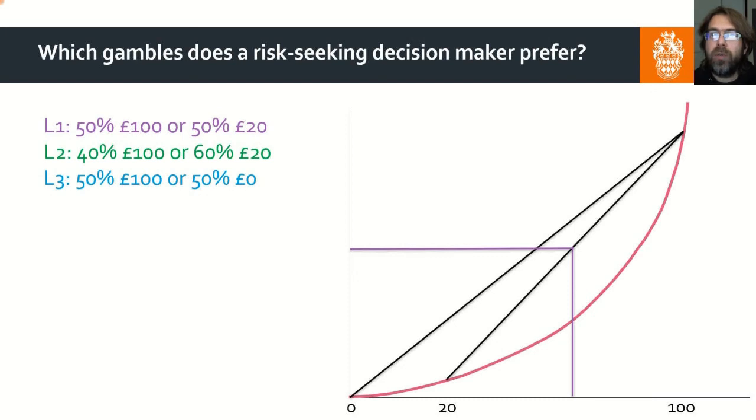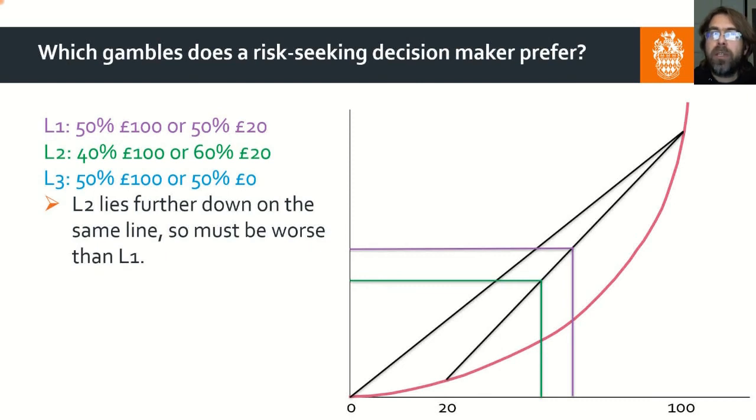If we now draw L2 into the same graph, we see that the utility of L2 must lie below the utility of L1. Both L1 and L2 lie on the same line, because both are combinations of getting 20 and 100. However, in L2, we only travel up 40% of the line, the probability of the good outcome, whereas in L1 we travel up 50% of the line. So L1 truly dominates L2. So to sum up, Lottery 2 lies further down on the same line, so it must be worse than Lottery 1. How about Lottery 3?